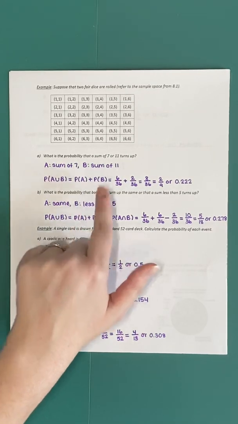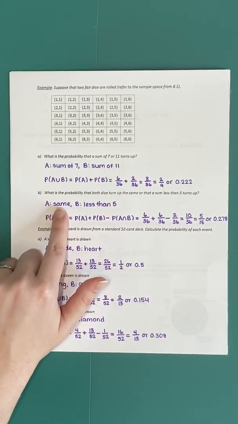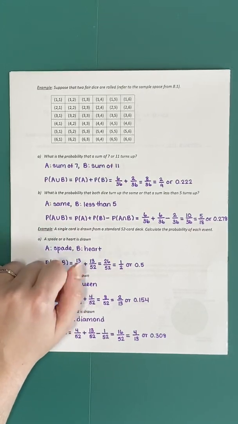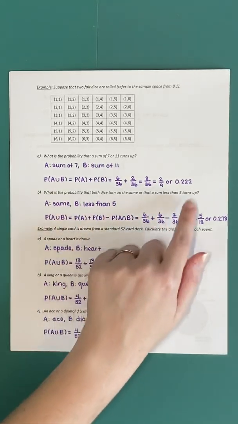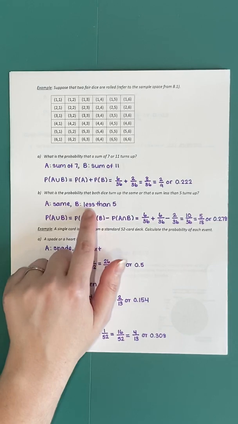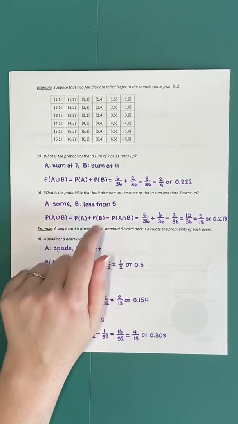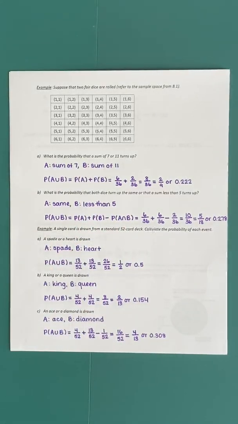The probability that both dice turn up the same, so rolling the same number, would be defined as our first event. Sometimes that's called rolling doubles. What's the probability that we roll doubles? That's event A. Now event B is rolling a sum less than 5, which means we could roll a 2, we could roll a 3, or we could roll a 4. So any roll that adds up to less than 5 is considered part of B.